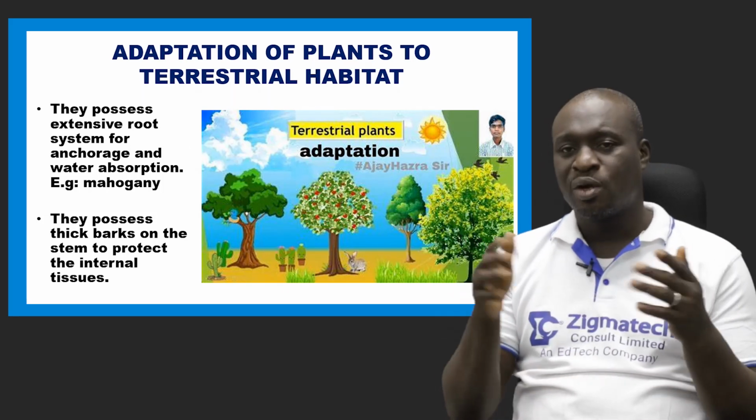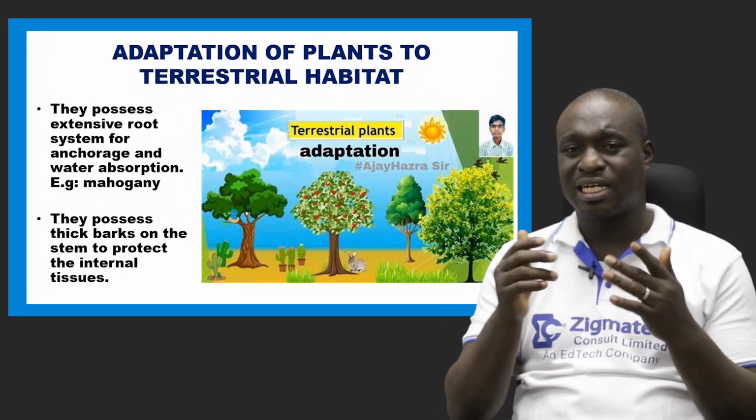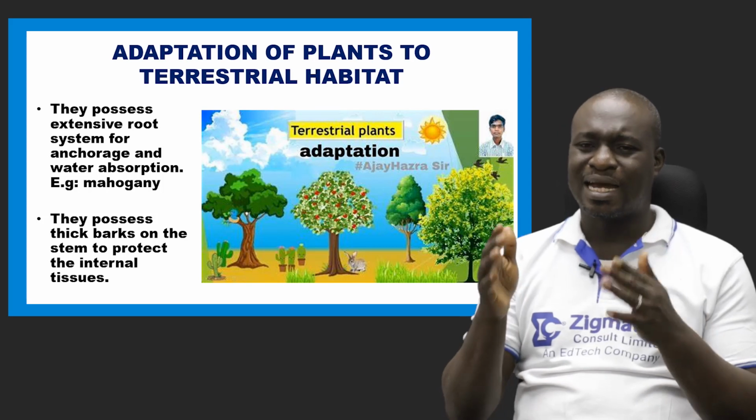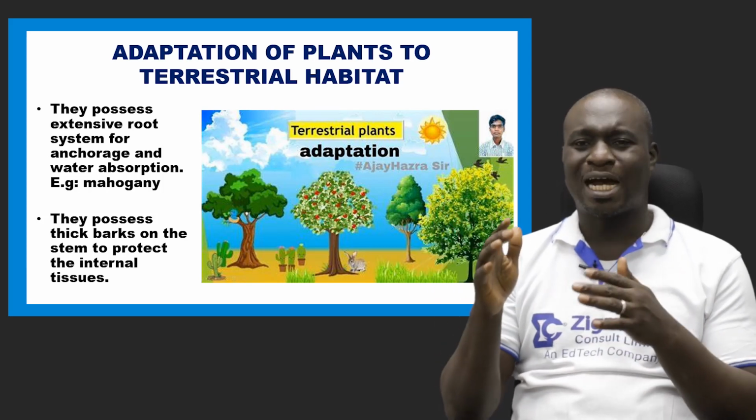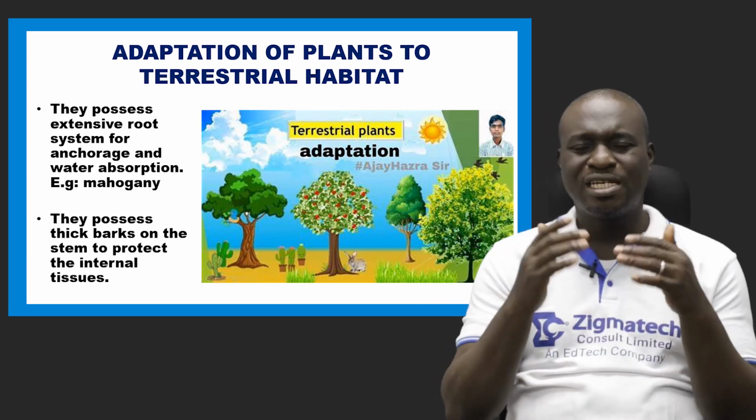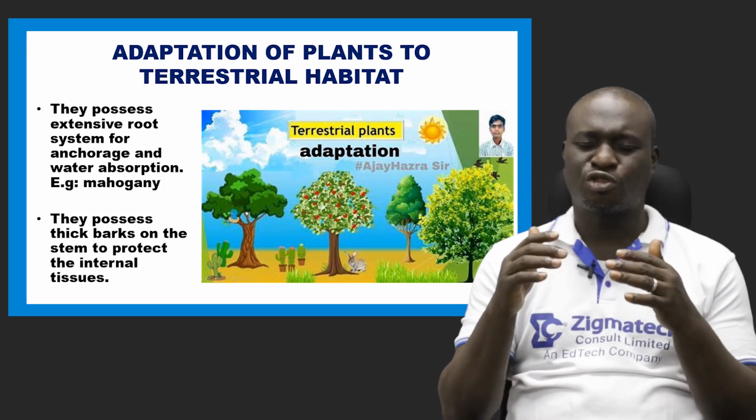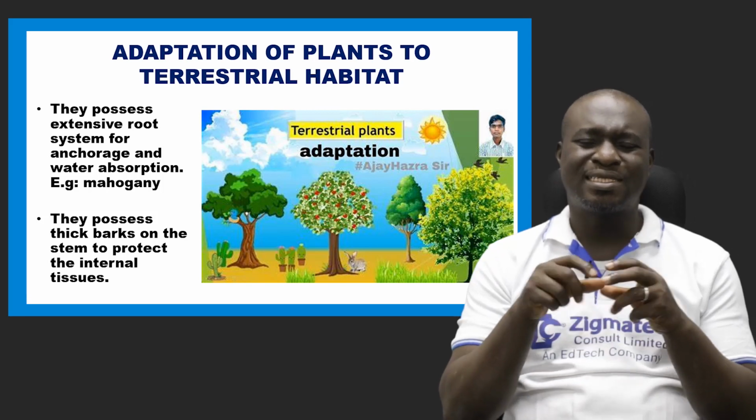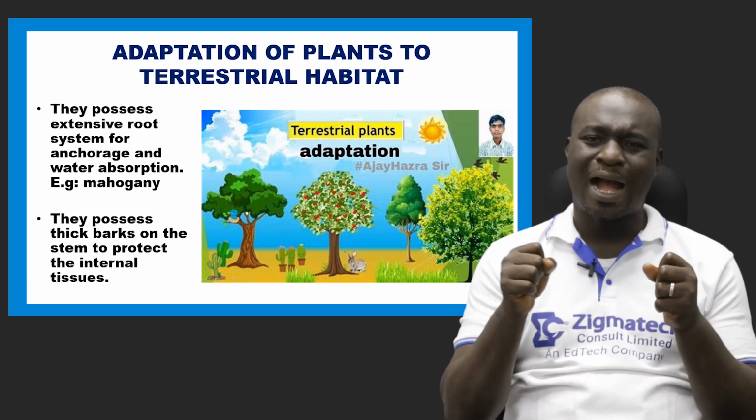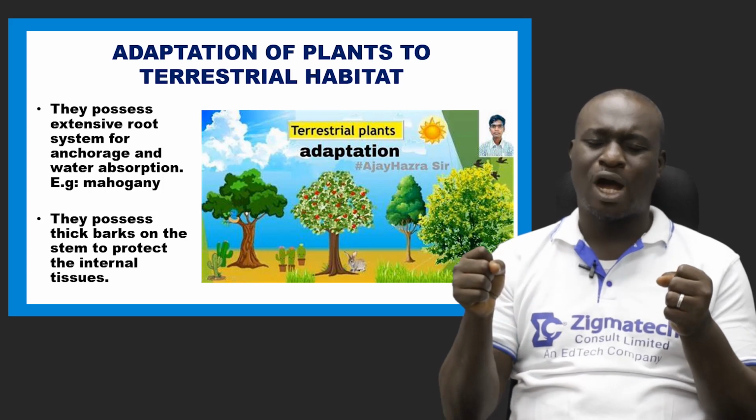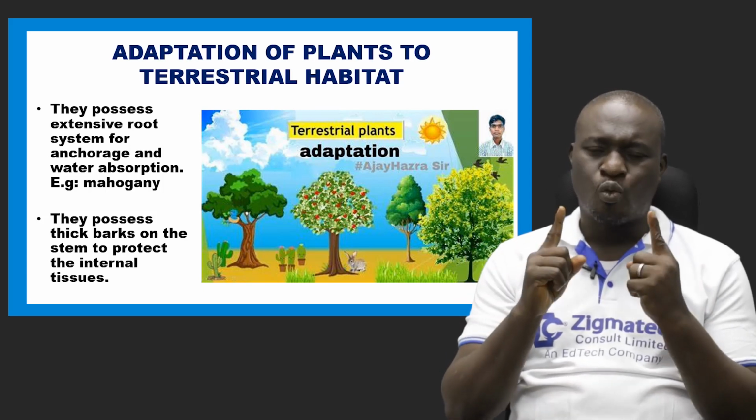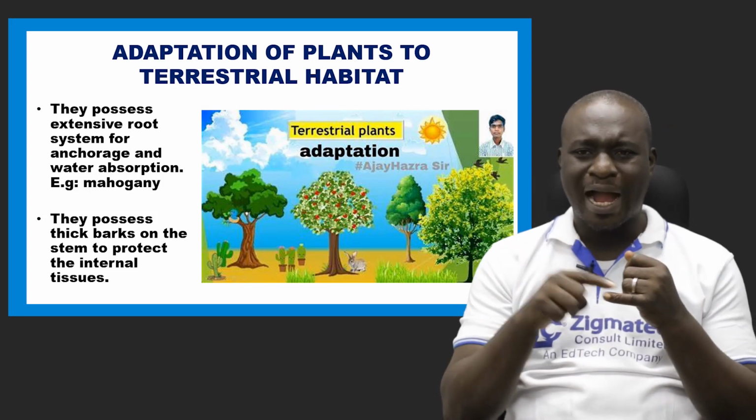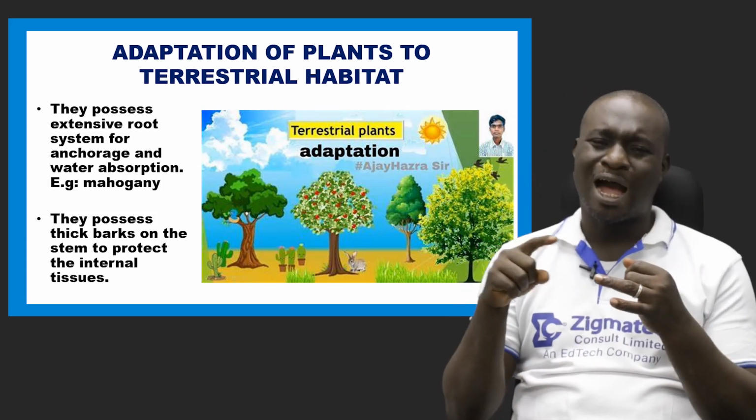We have trees, we have plants, flowering plants, and so on. Now, what are their adaptive features? What are the adaptive features of these plants to terrestrial habitat? Now, one of them is that they possess extensive root system for anchorage and also for water absorption. Now, one of the major functions of roots of plants is for anchorage and also for absorption.